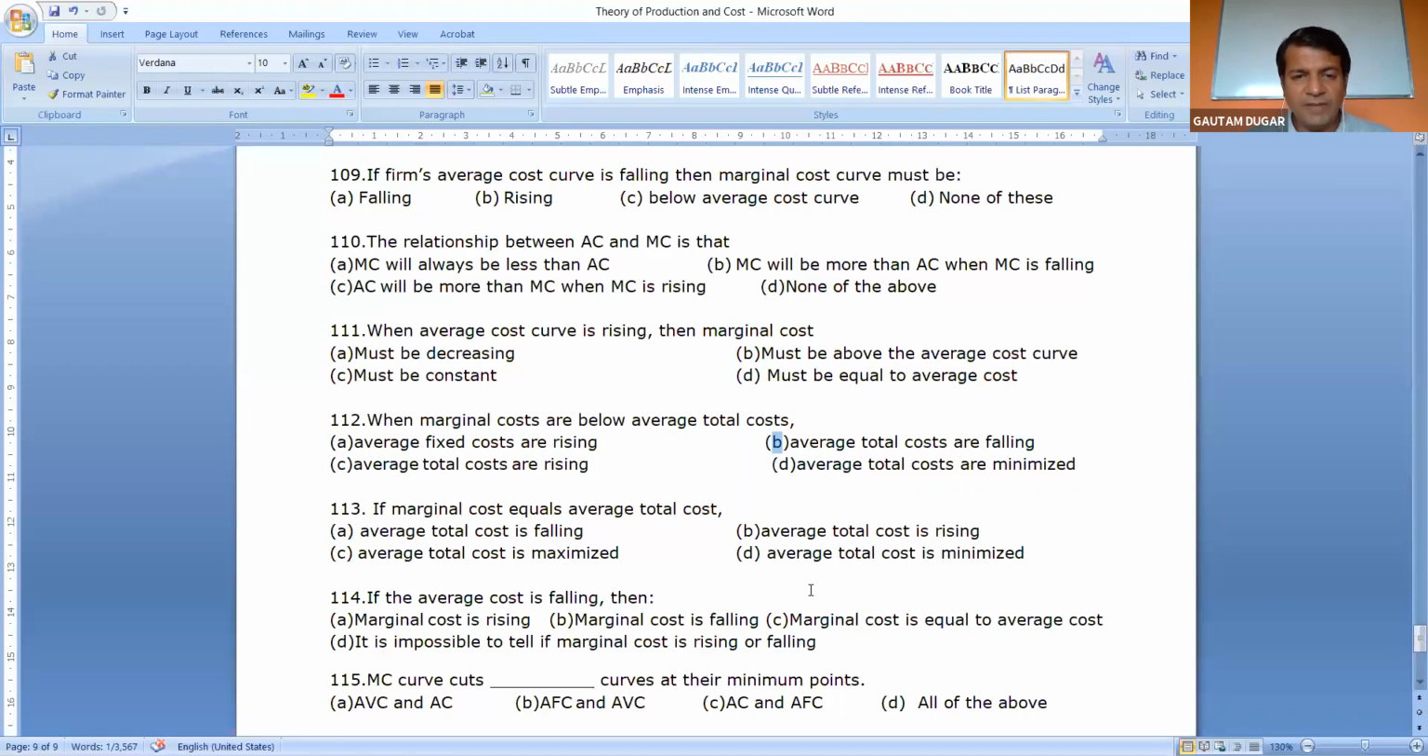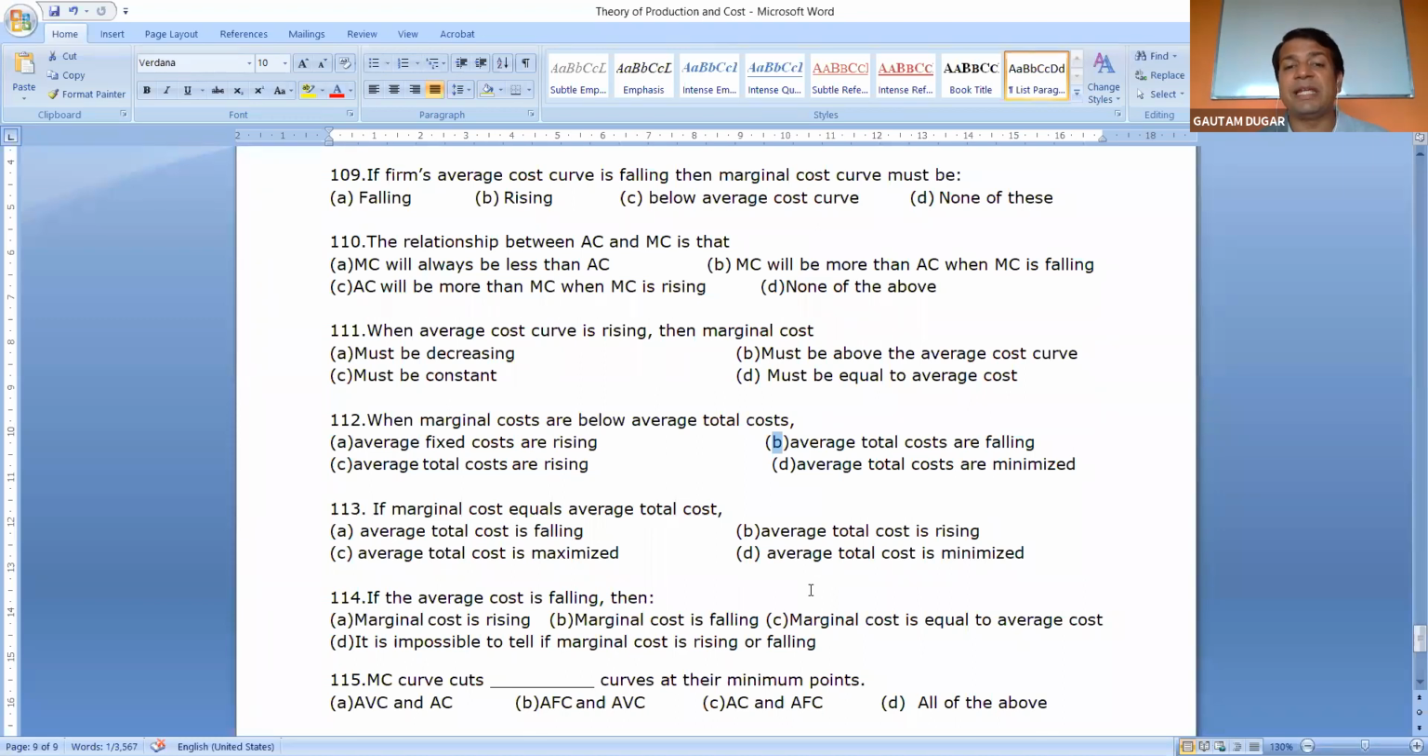114. If the AC curve is falling, it's a very tricky question. I'll give ample time to read it. Very tricky question. If required, you go through the diagram. If the AC curve is falling, then I'll again repeat, it is a very tricky question. Yes, MI A2 has given the correct answer. It's D. It is impossible to tell if MC is rising or falling.